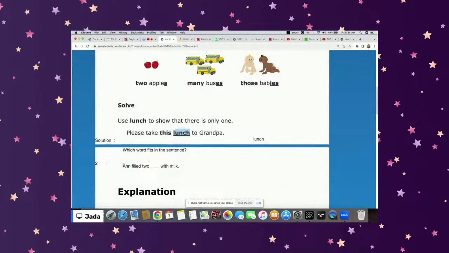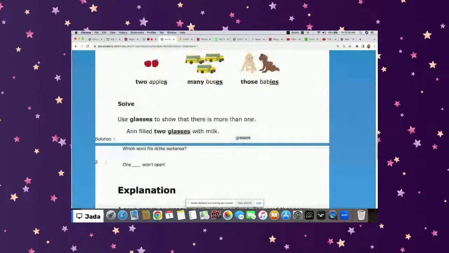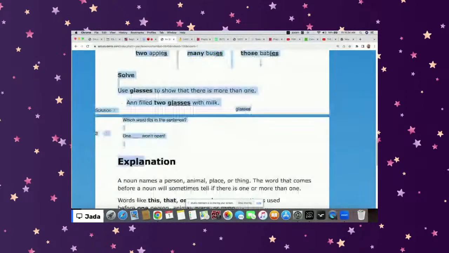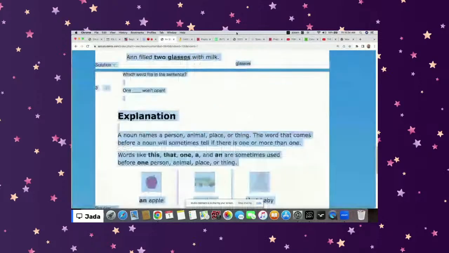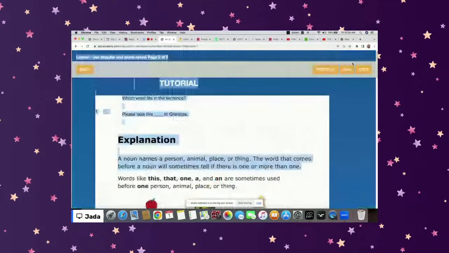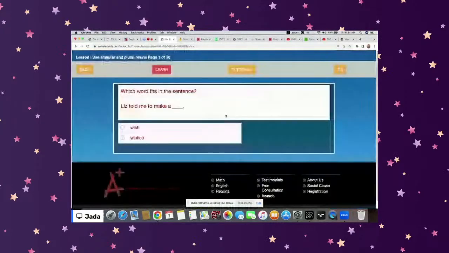So this lunch and filled two. So it says two already. So she filled two. Because you see two, you should know that it's more than one. So she filled two glasses. And one won't open. So it says one. That means it's only gonna be one that we're talking about. So one window won't open. So one is singular. Okay. So if you have any questions, you can send to me on the chat. I will explain to you again if you have any questions.